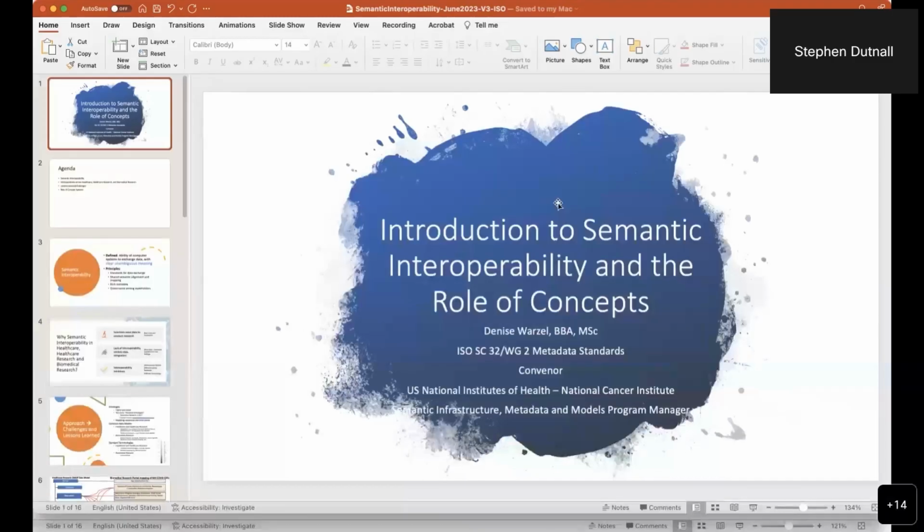So next on my list is an introduction to what semantic interoperability means, its principles, and how concept systems play a role, from Denise Wurzel. Over to you.